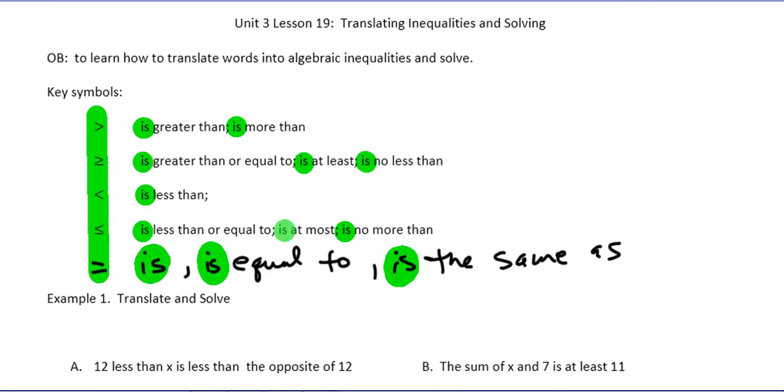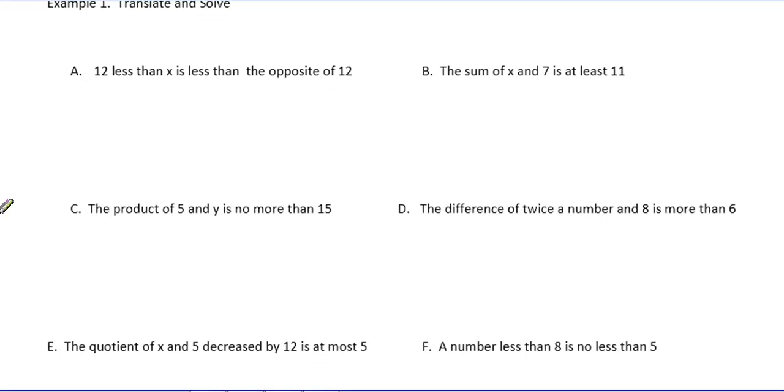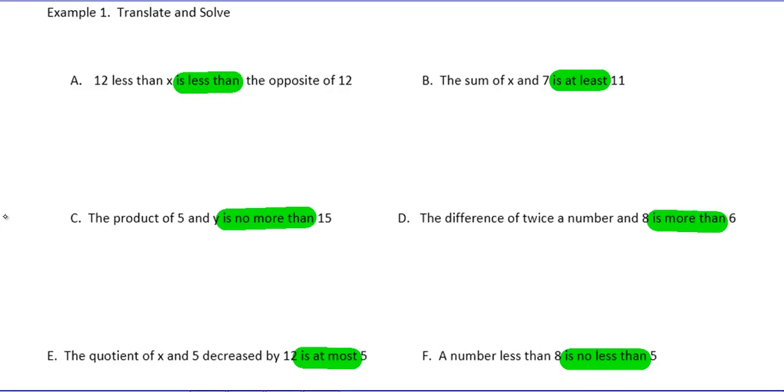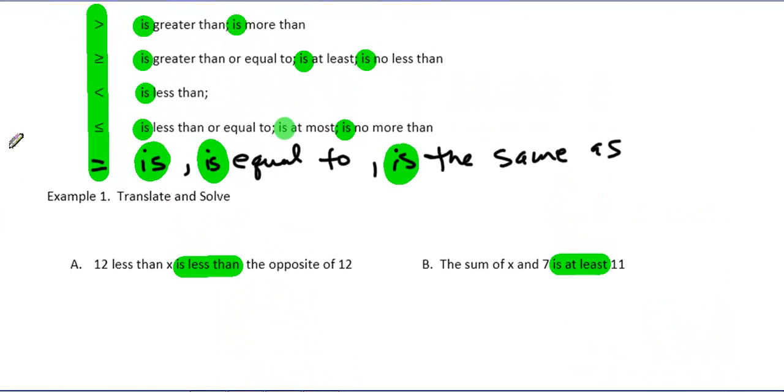So when I go to look at these statements, I'm asked to translate and solve. The first thing I'm going to do is locate the word is and see what statement is attached to it. Like that's is less than, is at least, or is no more than, or how about this one, is more than, or is at most, is no less than. Make sure you have these highlighted some way, shape, or form because it's going to help you with this. So now let's go ahead and actually do the translation.